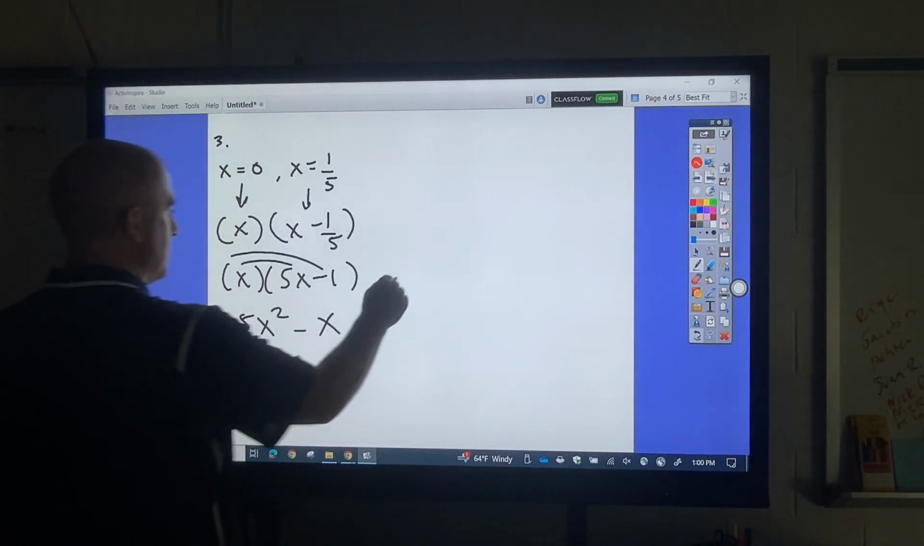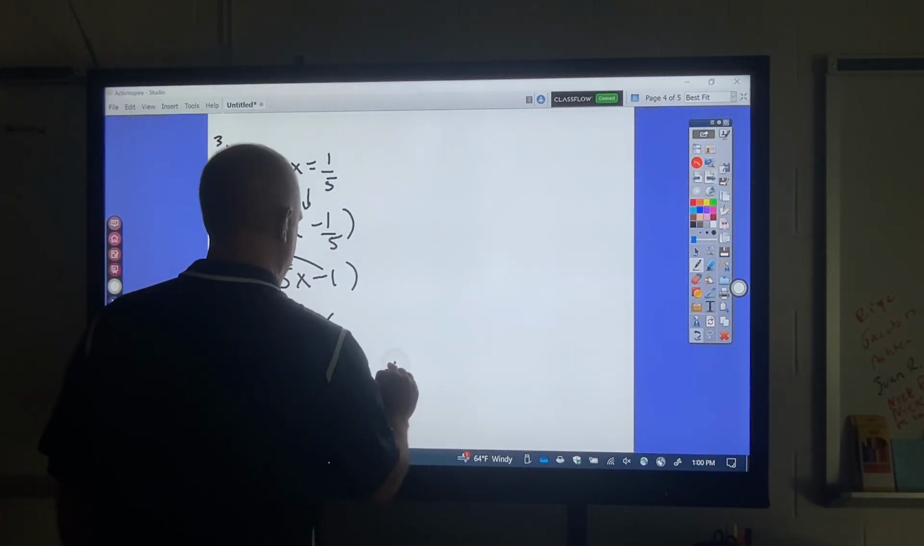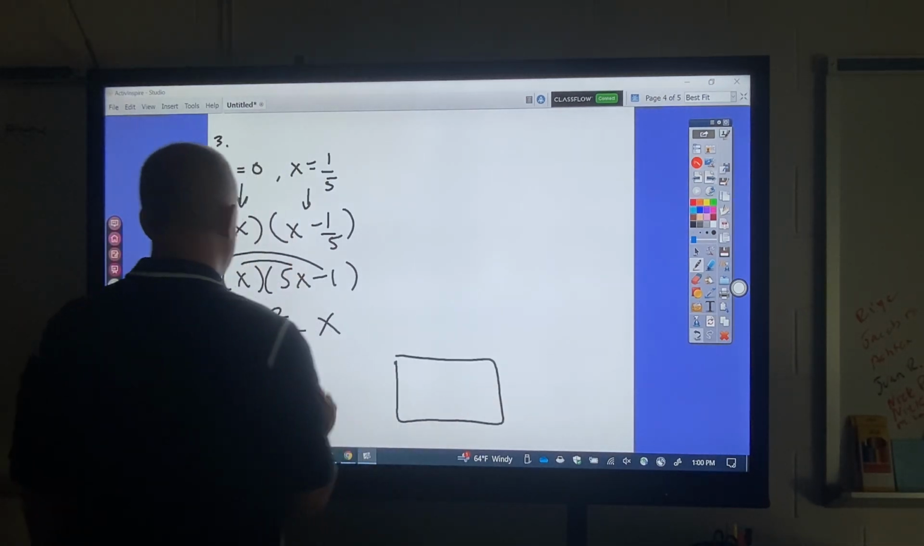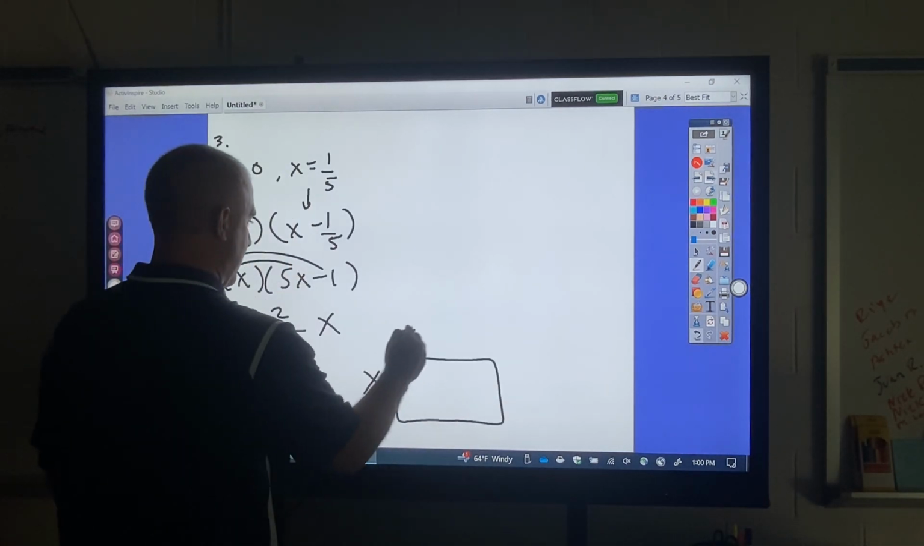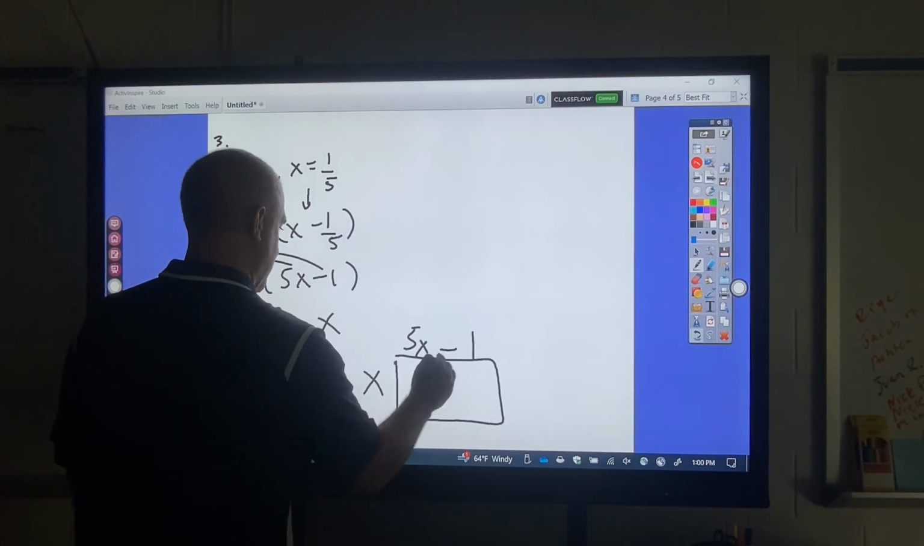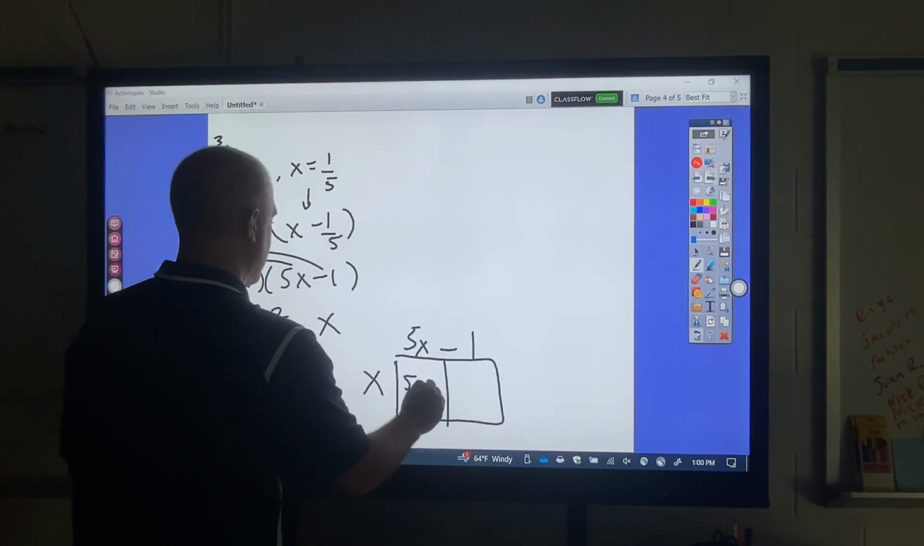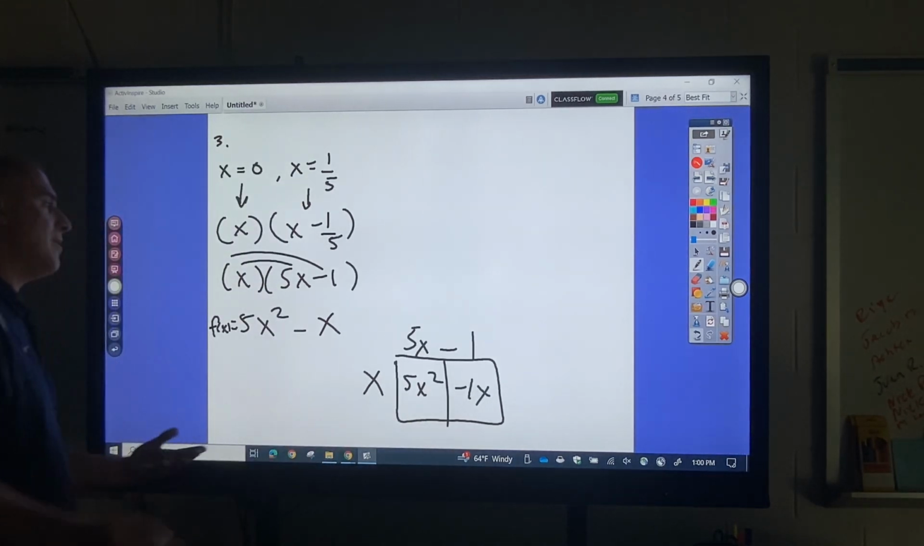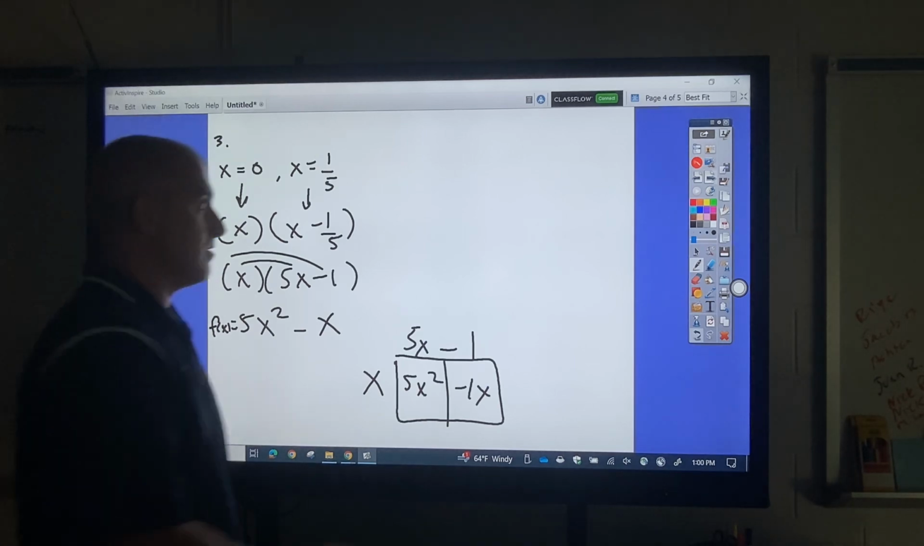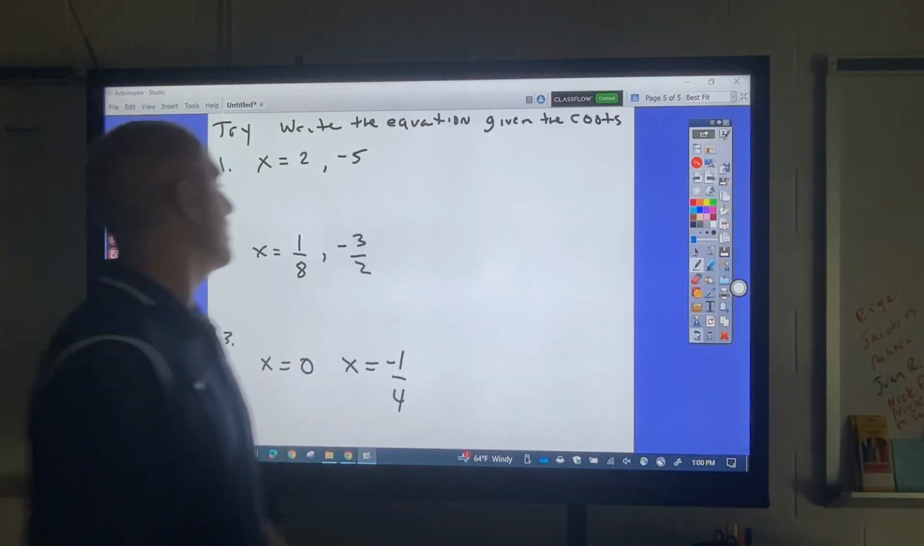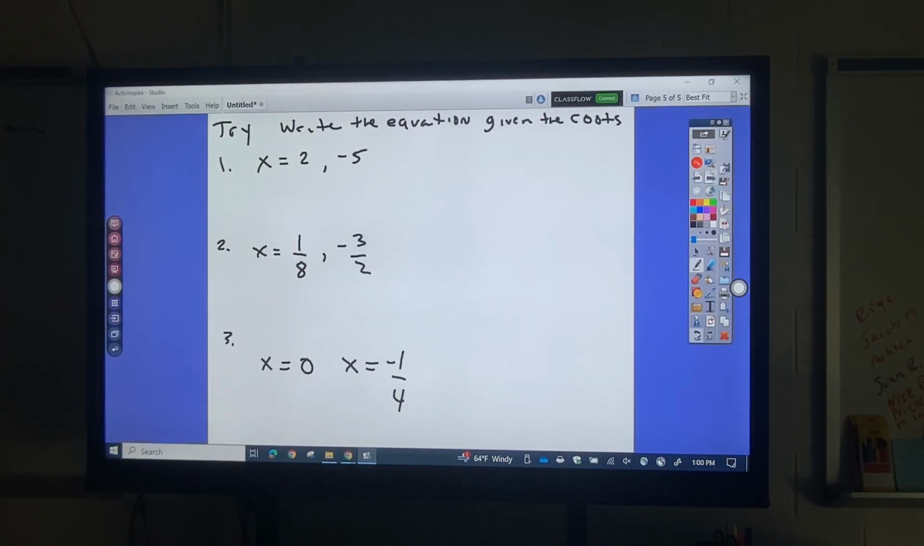Now, if you wanted to use the box, you could. You go like this. Well, I got x. I got 5x minus 1. Well, I can only cut the box that way. So if you want to do it that way, you can, but you can just distribute. Okay, go ahead and pause your video and go ahead and work on those.